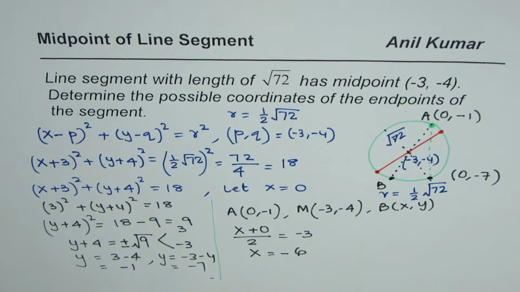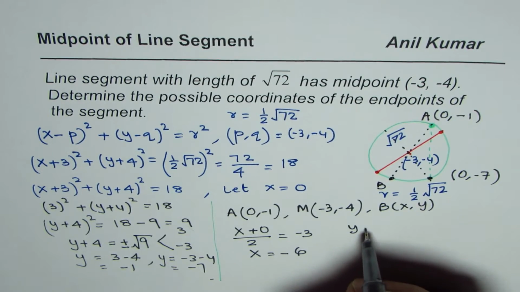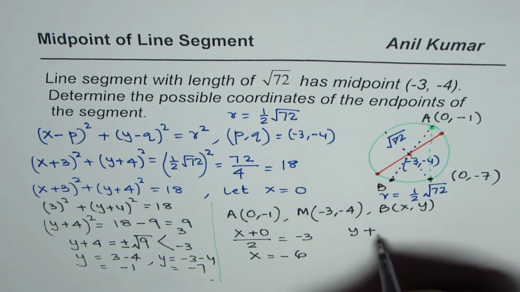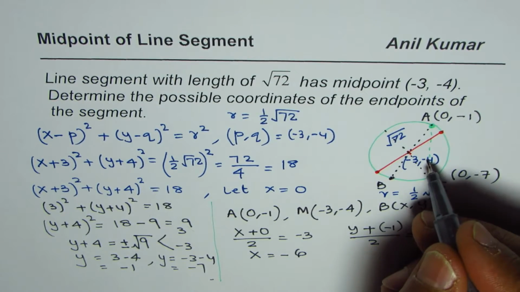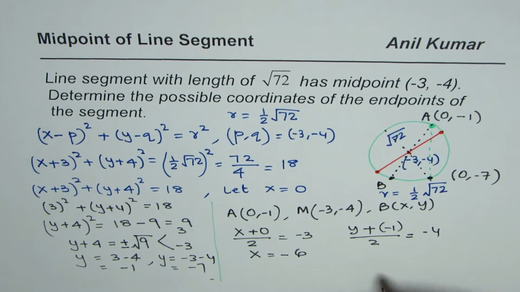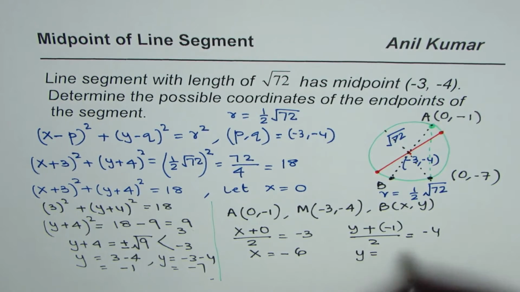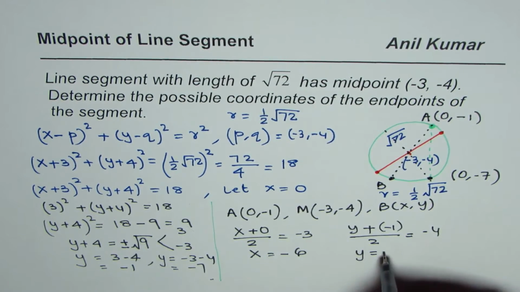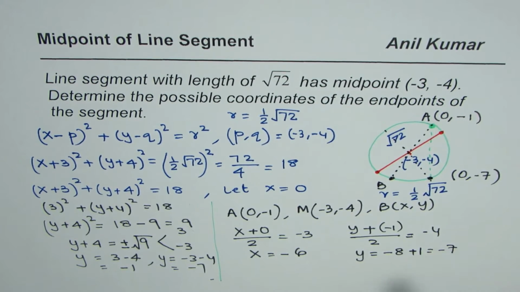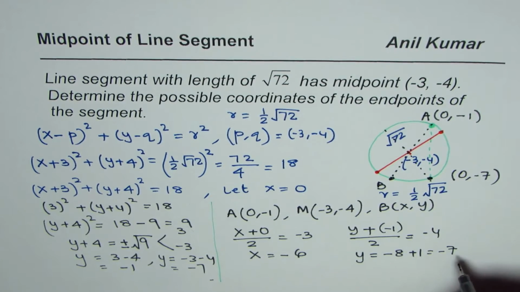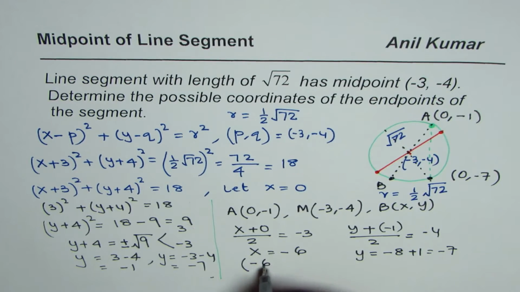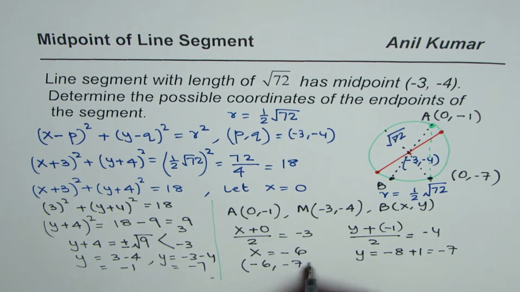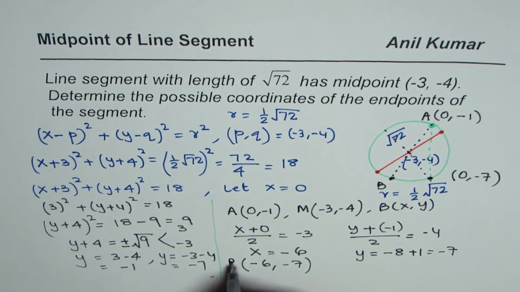Similarly, we can find the y coordinate. (y plus the y value, which is minus 1) divided by 2 should be equal to the y center point value, which is minus 4. And that gives you y equals 2 times minus 4, which is minus 8. And when you add 1 to it, you get minus 7. So we get the other point's coordinates as x equals minus 6, y equals minus 7, right? So that is the point B for us.